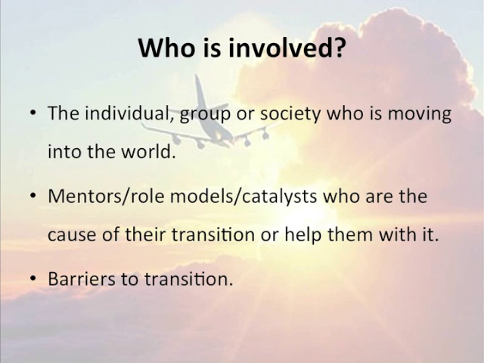We're also looking at people like mentors or role models or catalysts. So people who either cause us to make that transition or people who help us with it. So a mentor can be an older person that you look up to and who helps you to make that transition. A parent could be an example of a type of mentor if you're lucky enough to have a great one. A teacher, and we're all great, so we're excellent mentors. And we're also very good role models and excellent catalysts to force you to move into the world.